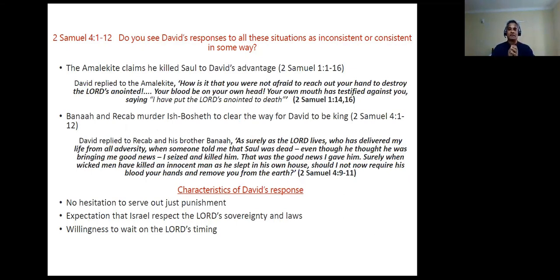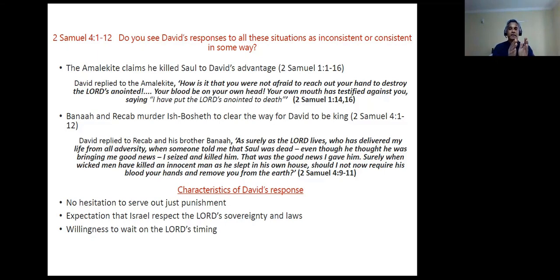The Amalekite who comes and claims he kills Saul to David's advantage, and the two brothers in today's portion. How did David respond to the Amalekite? He said, "How is it that you were not afraid to reach out your hand to destroy the Lord's anointed? Your blood be on your own head. Your mouth has testified against you, saying, I have put the Lord's anointed to death." So, first of all, he expects a person who has resided in Israel, who's taken citizenship there, though he's a foreigner, to know the Lord's laws and to know the regard with which David holds Saul and the reason for that. And he's surprised that even with this knowledge, the Amalekite dared to do what he did, right?